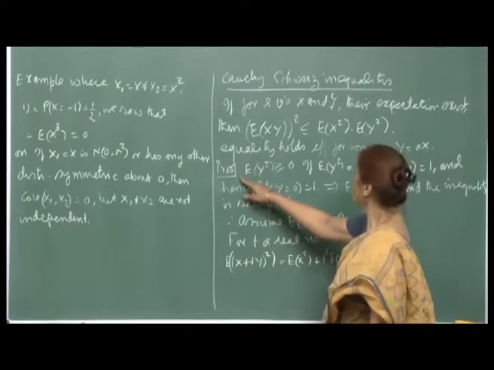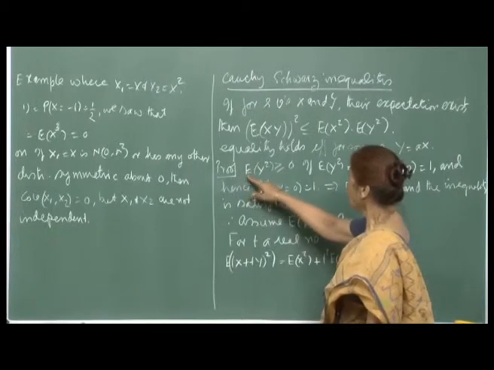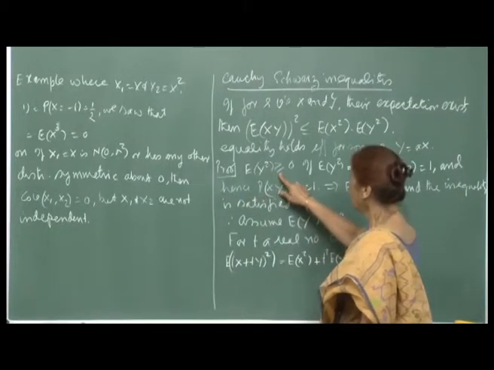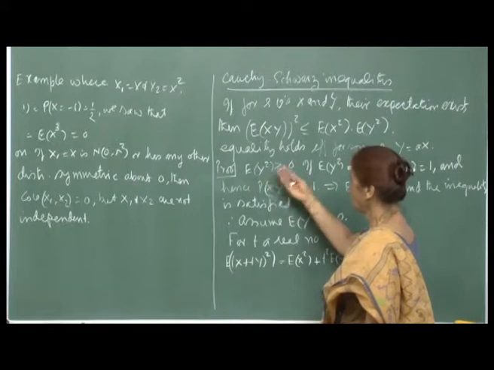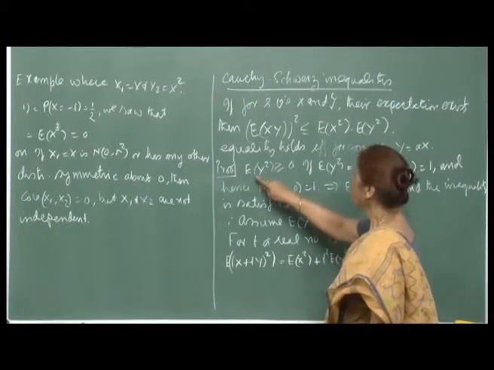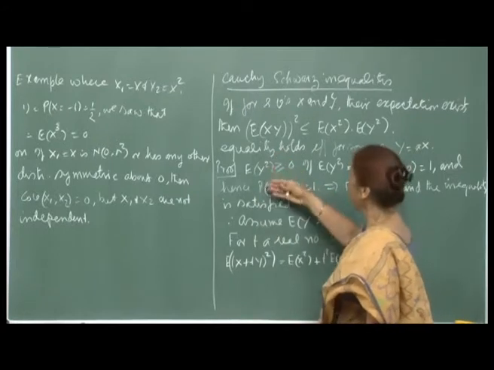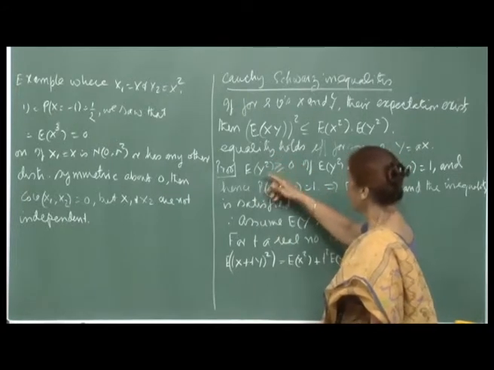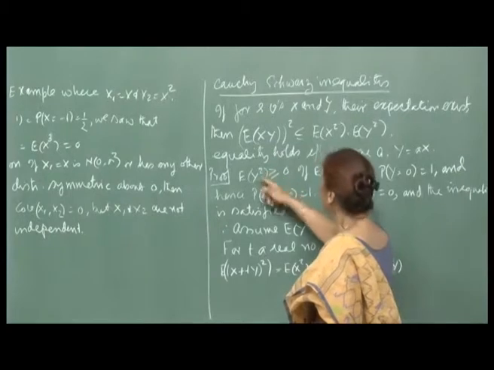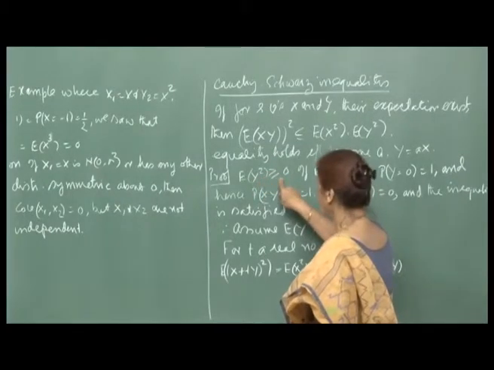So, proof of Cauchy-Schwarz inequality. Now, expected value of Y square is greater than or equal to 0. It cannot be negative, right, because this is Y square. So, therefore, when you integrate Y square from minus infinity to infinity into f(x), which is a PDF, non-negative, this must be non-negative.